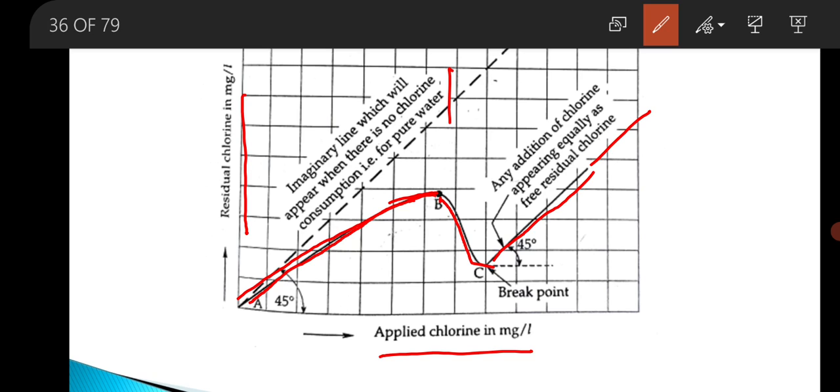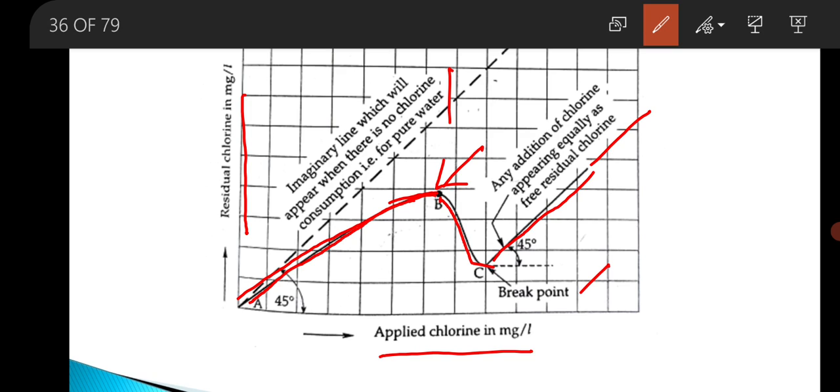Any chlorine that is added beyond this point will appear as residual chlorine. So the addition of chlorine beyond this point is known as breakpoint chlorination. At point B, when the oxidation of organic matter starts, a bad smell and taste generally appears, which disappears at the breakpoint C when the oxidation has been completed.